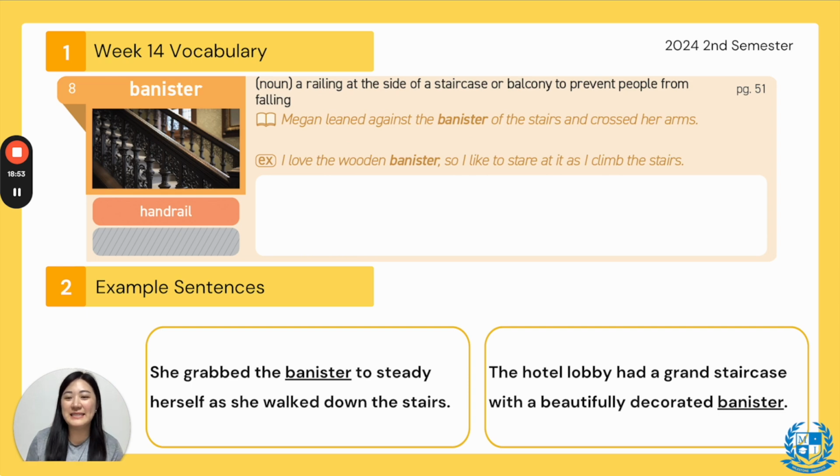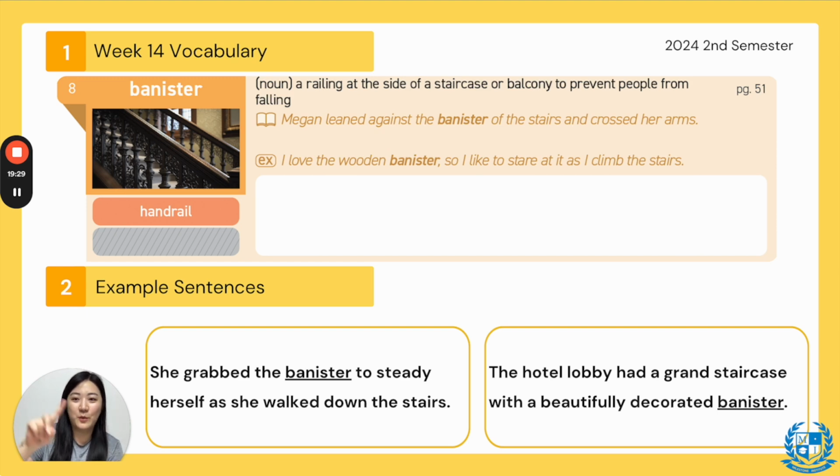Next one, number 8, everyone say banister. Banister. The synonym is a handrail, and it is a noun. It means a railing at the side of a staircase or balcony to prevent people from falling. So if you go down the stairs, there's always a handle, right? Where you can hold your hand, or not hold your hand, but you hold it to go down. That is also called a banister. In our book, it says, Megan leaned against the banister of the stairs and crossed her arms. So she's standing there and leaning on it.